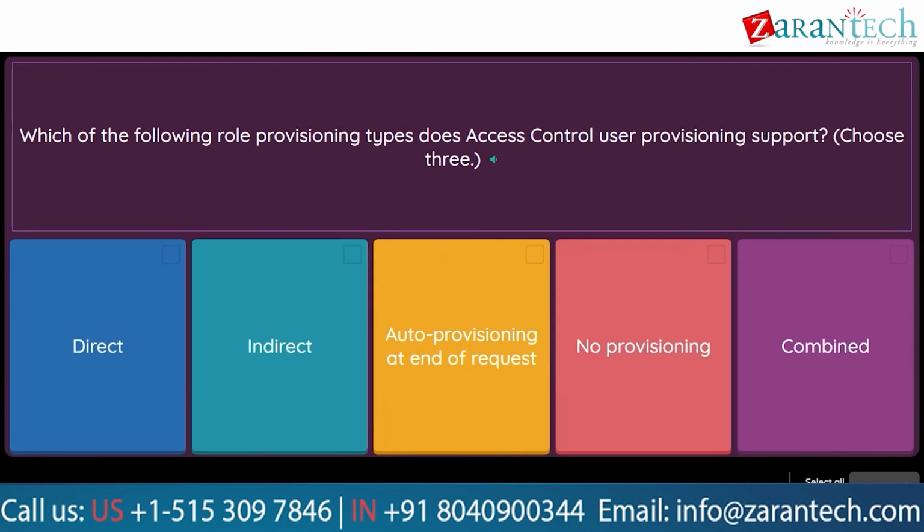Question: which of the following role provisioning types does access control user provisioning support? Choose 3. Option 1, direct. Option 2, indirect. Option 3, auto provisioning at end of request. Option 4, no provisioning. Option 5, combined.